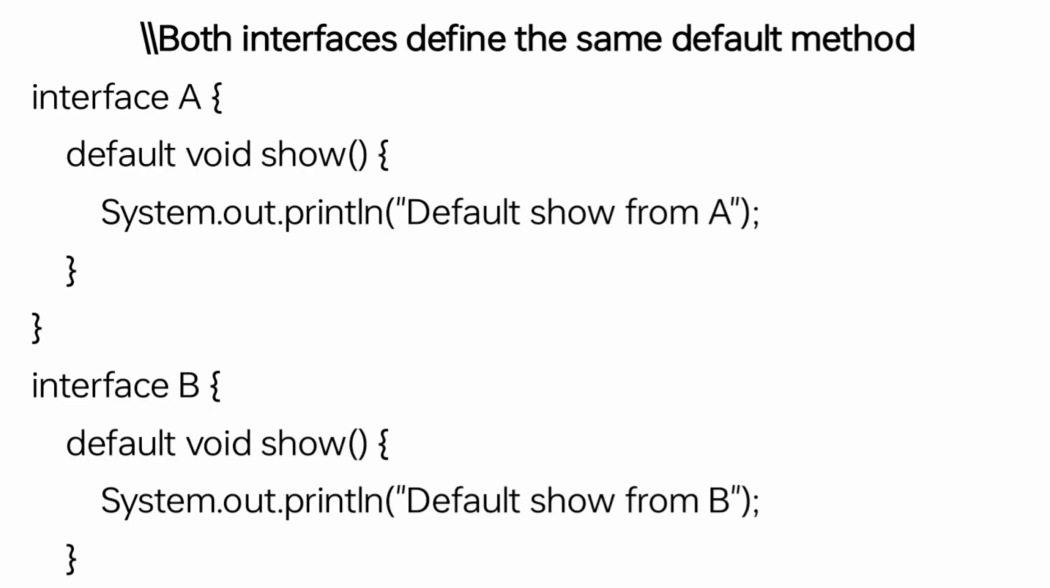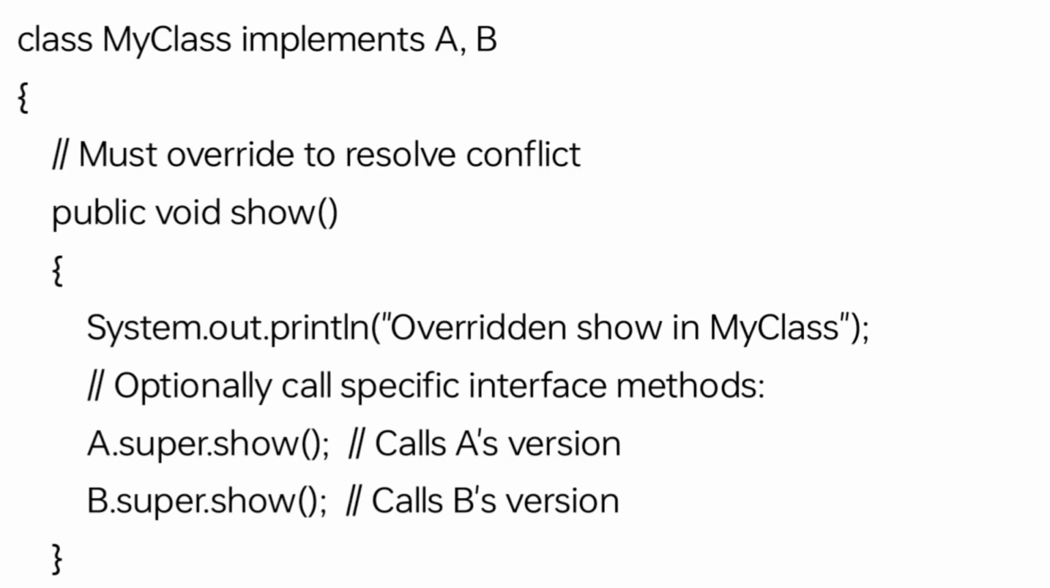Now both interfaces define the same default method. In interface A and interface B, we define two methods with the same name, so how can we access them? In interface A, we define the method show with a println statement, default show from A. In interface B also, we define the show method that displays default show from B. So MyClass implements the properties of A and B. Here overriding occurs: public void show, overridden show in MyClass.